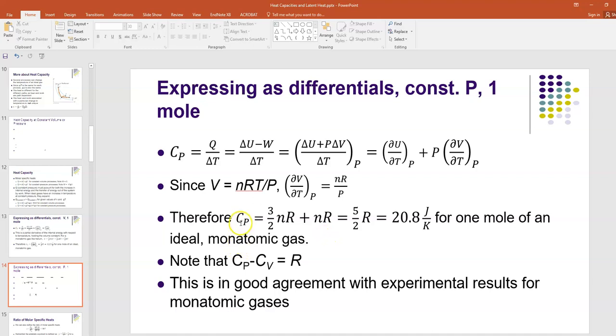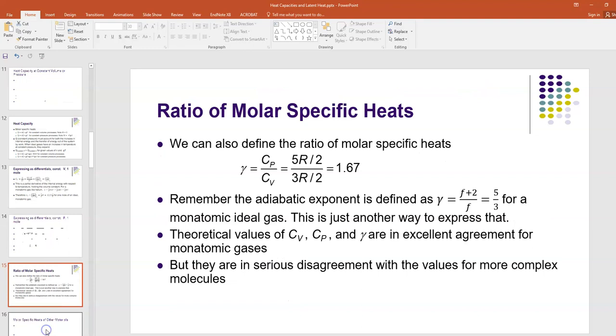Now if we compare that to our value for C sub V, remember that C sub V was 3/2 R. So if we take C sub P minus C sub V, that's R. So that's something notable. Now, this is actually a theoretical prediction that's in pretty good agreement with the experimental results for monatomic gases. I'll show you that in just a second.